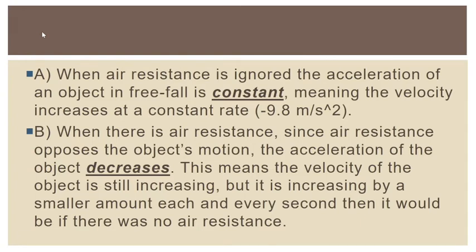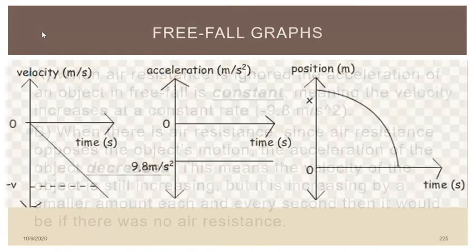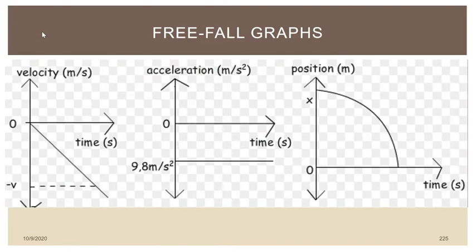Okay, so let's go ahead and take a look at some graphs. These are what the graphs look like for free fall. So, starting from the left, we see here that the velocity graph shows free fall. How?